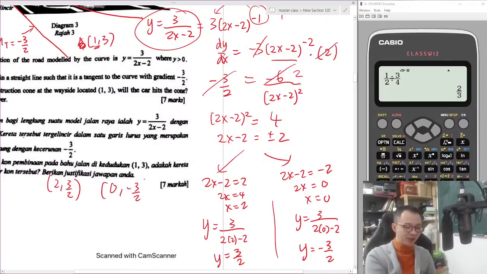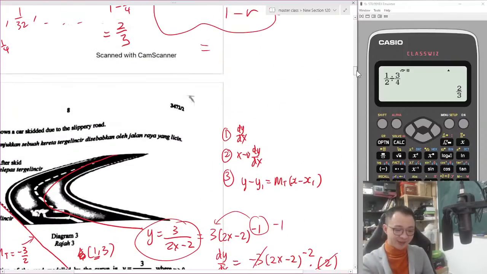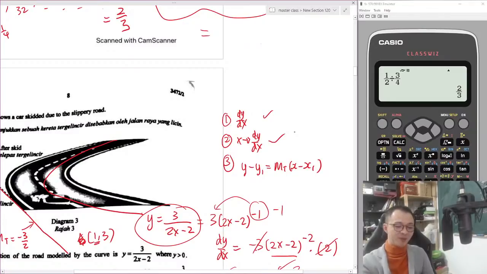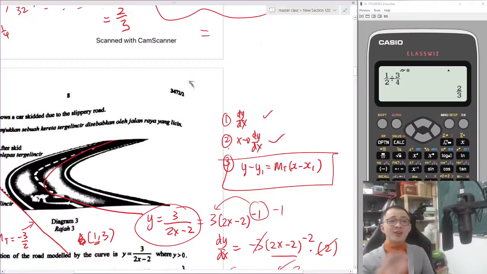This is both of the tangent points here. So then what I want to do is, I've already done step 1 and step 2, but I want to form the equation. I already have my gradient of tangent, which is negative 3 over 2. And I have my y1 and x1, which are the coordinates I found here.